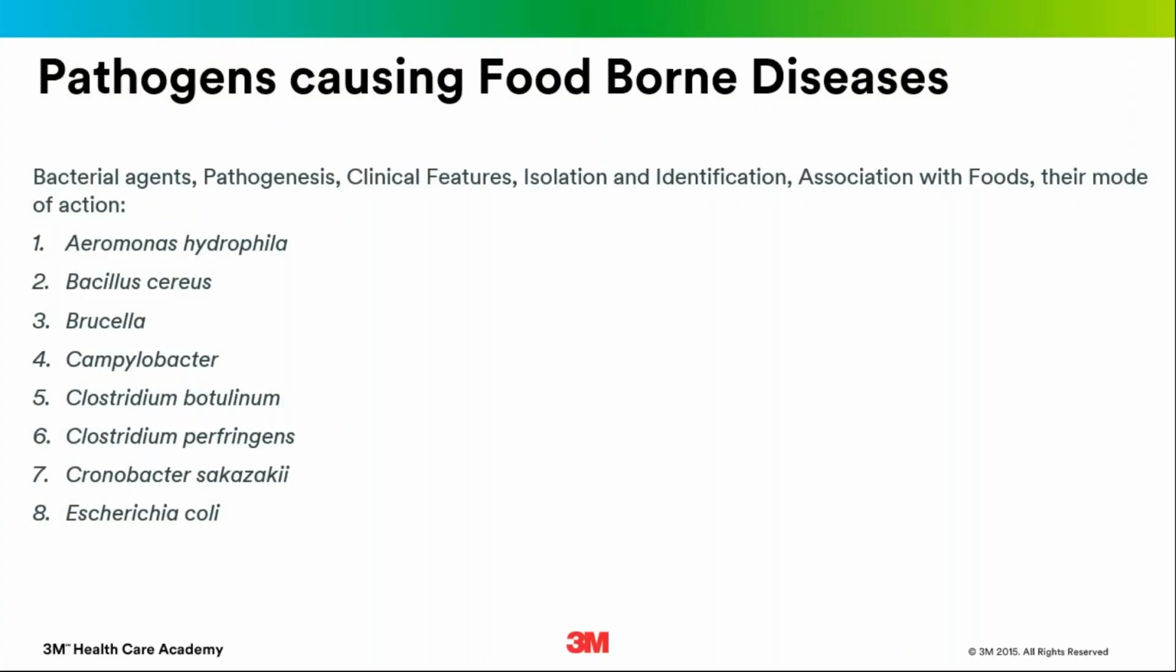Let's start with the session. In this session, I will be discussing the pathogens causing foodborne diseases. I'll be taking you through the bacterial agents, pathogenesis, clinical features, isolation and identification, association with foods, and their mode of action for the following organisms: Aeromonas hydrophila, Bacillus cereus, Brucella, Campylobacter, Clostridium botulinum, Clostridium perfringens, Chronobacter sakazakii, and Escherichia coli.